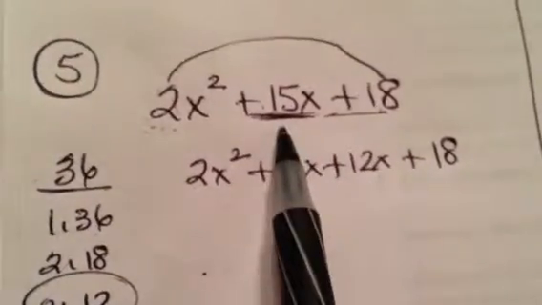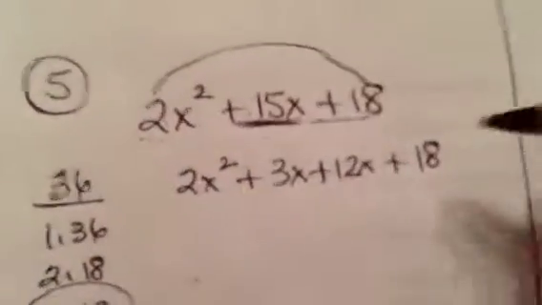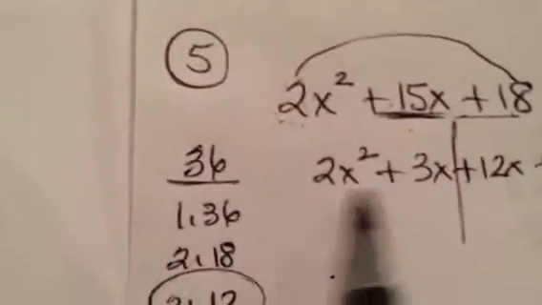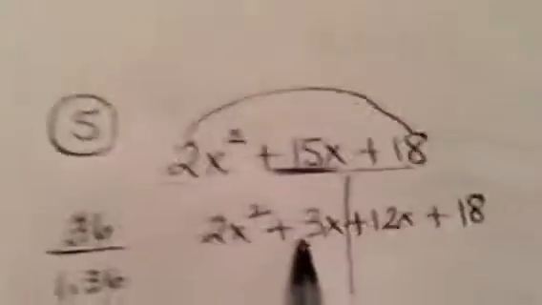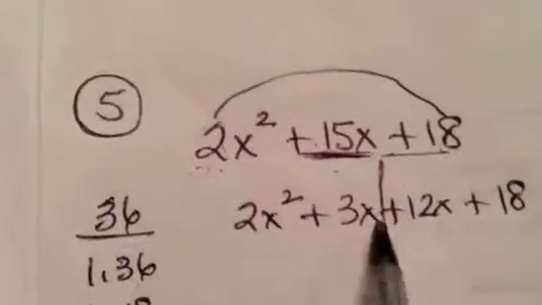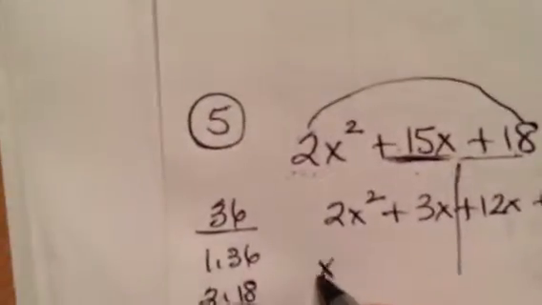Notice 3x plus 12x is 15x, okay? Then you're going to cut it in half. You're going to look at this half. Surely they have something in common. If they don't, you can at least write a 1 out front. But they both have at least an x. So pull out the x.